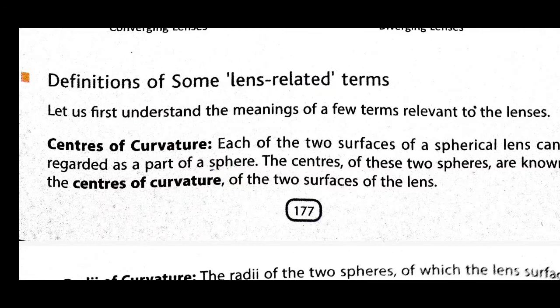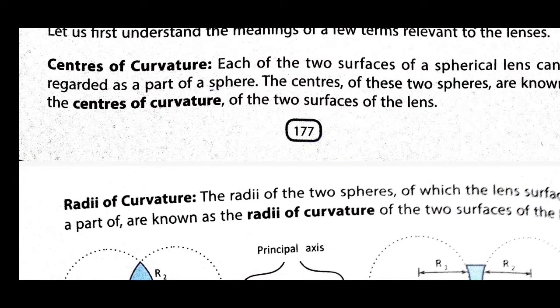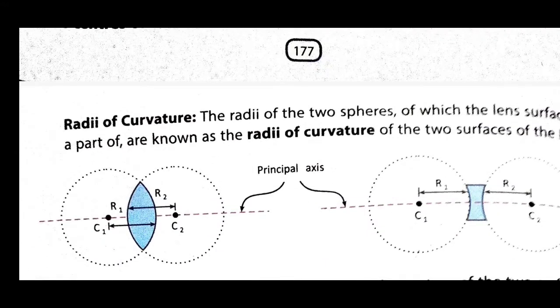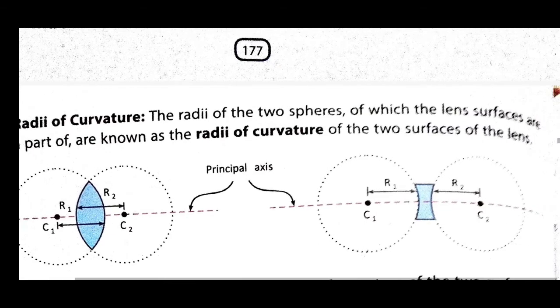As is clear, the lens is made from two spheres, so each lens has two centers of curvature. Here, see in the figure, this convex lens is made from this first sphere whose center is C1, and this second surface is made from the second sphere whose center is C2. So C1 and C2 are the centers of curvature of this lens. Similarly, for this lens, C1 and C2 are also the centers of curvature.